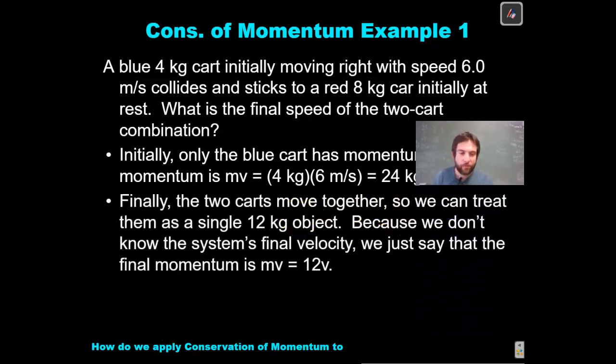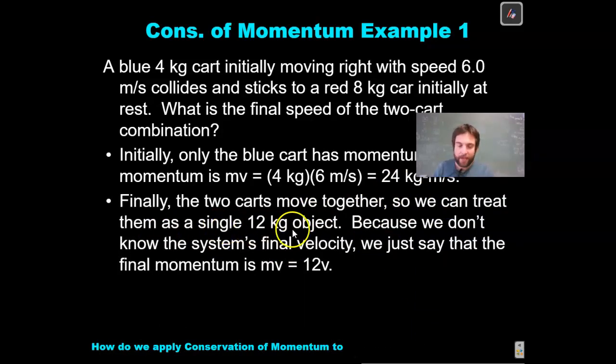Finally, the two carts move together, but we can treat them as a single 12 kilogram object. Because we don't know the system's final velocity, we can just say that the final momentum is 12 times v. So it's just in terms of the velocity. So it's okay that we don't have numbers. It's kind of uncomfortable for you, and I get that. Don't be too afraid of it. It just means 12 times v, whatever v is.